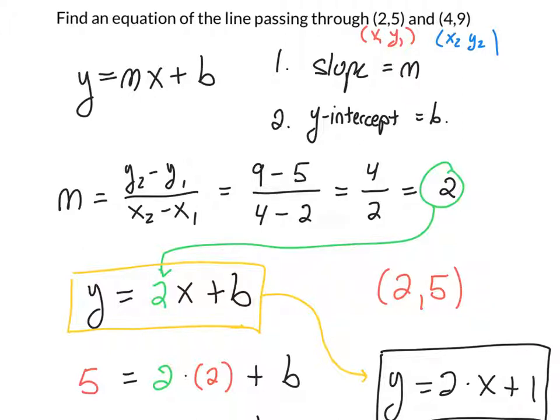So this process that I just went through here, the first thing I did is I found my slope. And then the second thing I did is I took one of my points and plugged it in and solved for b, and that gave me my y-intercept to get the final form of my equation, y equals 2x plus 1.